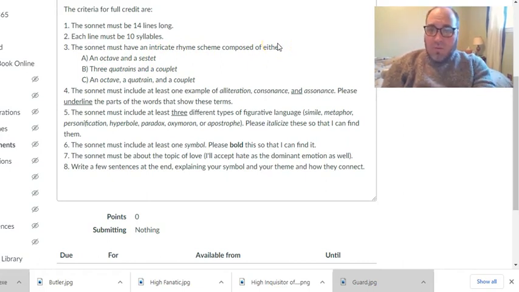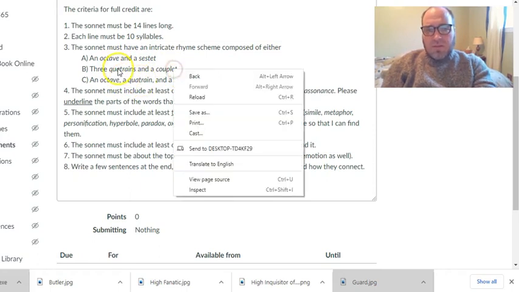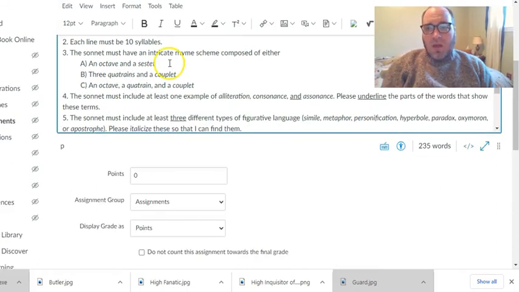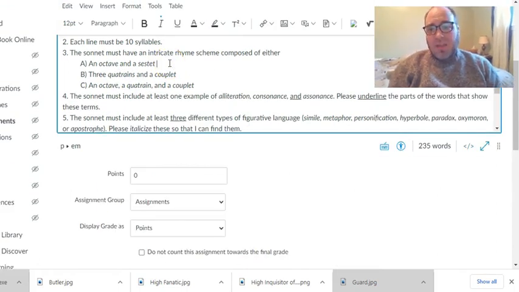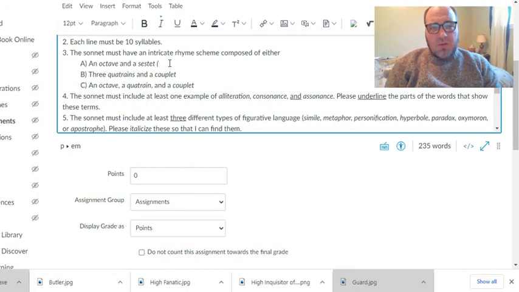Now remember, a rhyme scheme is determined by end rhyme, which is the last word in the line. And that last word is going to rhyme with other last words in the lines. So an octave and a sestet, three quatrains and a couplet, or an octave, a quatrain, and a couplet. There's lots of ways to do this. I will let you come up with your own rhyme scheme, but if it helps you, you could use a Petrarchan rhyme scheme, A, B, B, A, B, B, A, C, D, E, C, D, E, for an octave and a sestet.